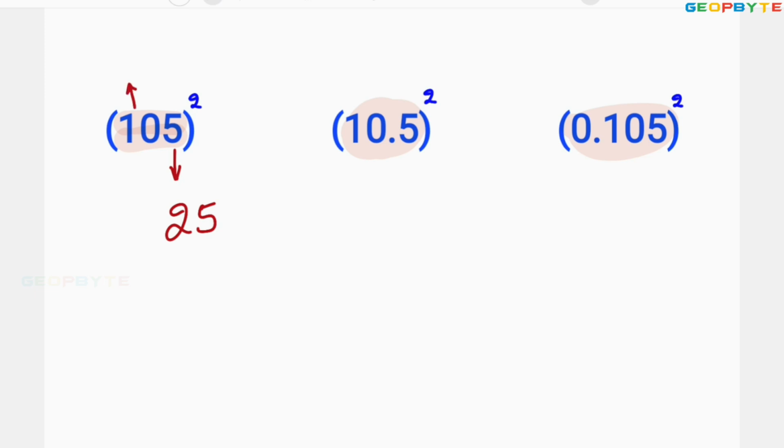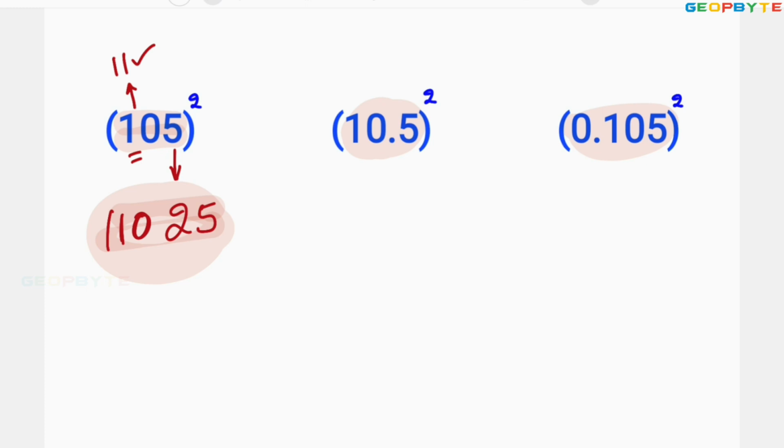What is the next number to the 10? 11. Multiply 10 and 11. 10 multiplied by 11 is 110. 11025 be the value of 105 whole square. See how simply you are getting your answer.